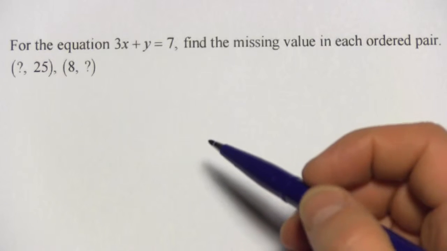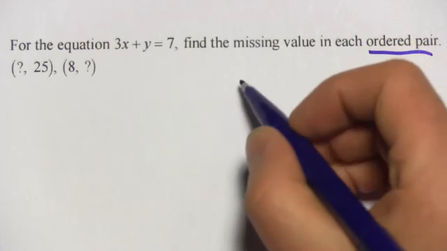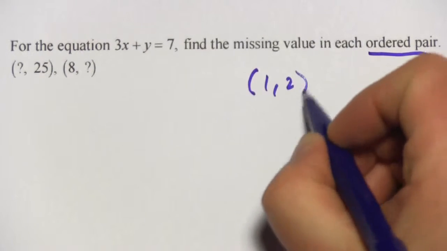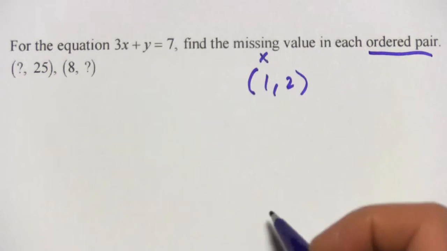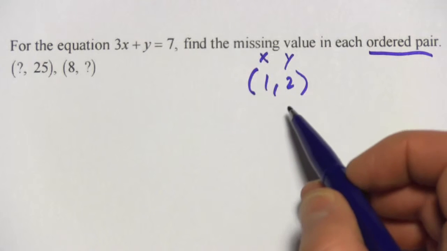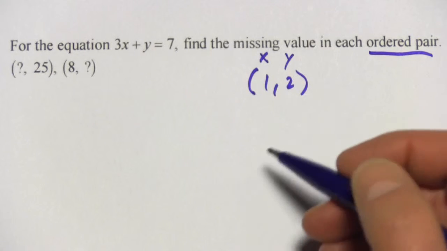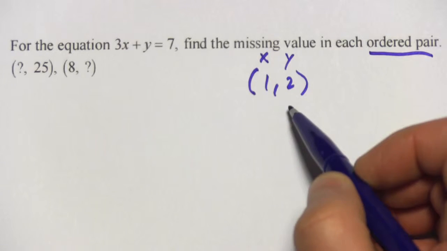Here we have some problems involving ordered pairs. An ordered pair is a set of numbers in parentheses, where the first value is the x and the second value is the y. And that's a point you might plot on a graph or use in an equation, but remember the first one's always x, the second one's always y.